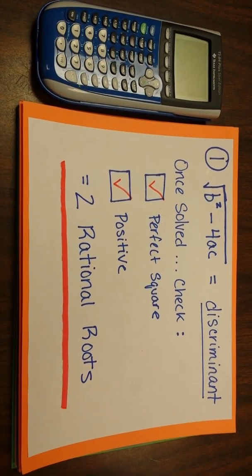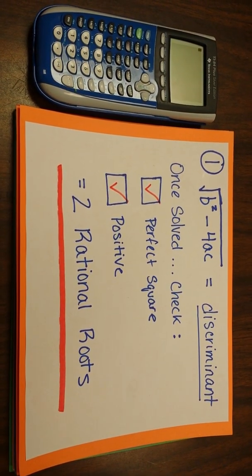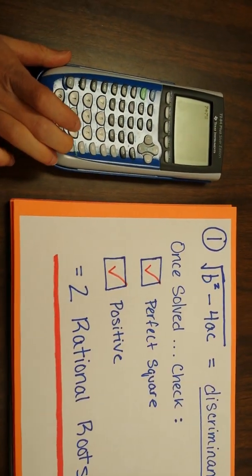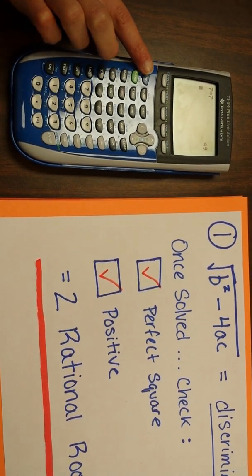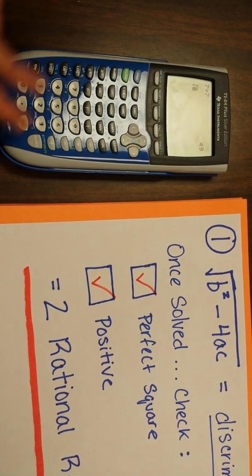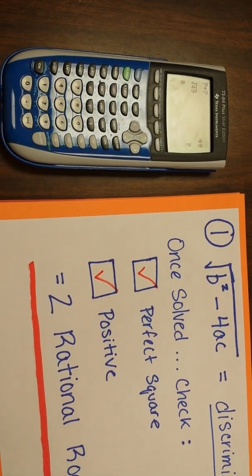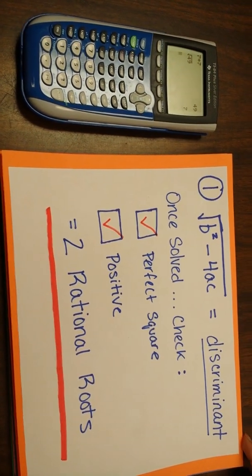So when solving for two rational roots, your discriminant should be a perfect square and positive. An example of a perfect square would be something like 7 times 7. A number times itself equals a positive number. And if you take the square root of 7 times 7, which is 49, you should get 7. So that's what a perfect square is. And as you can see, it's also positive, which would give you two rational roots.